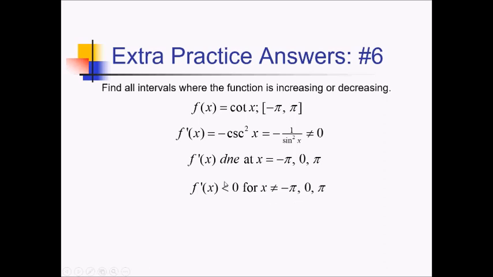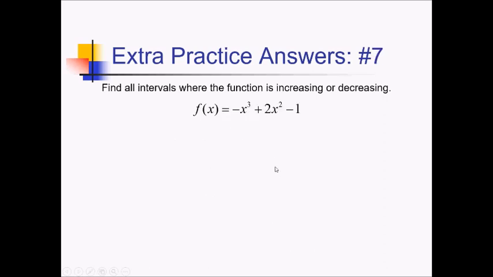So therefore, since f prime is always negative unless it's undefined, that means that on these intervals, f is going to be decreasing. It means there's no increasing intervals for f, and f is going to be decreasing from negative pi to 0 and from 0 to positive pi.